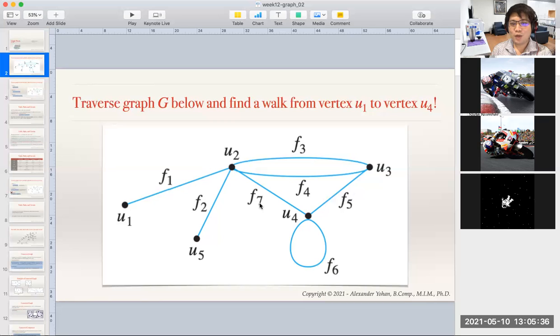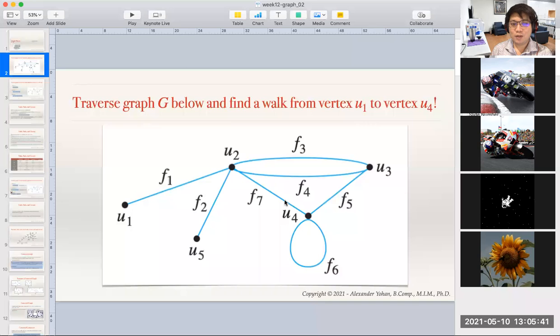U1, F1, U2, F7. Three, right? Yes, three. Earlier, the first one, and then the second one is from U2, you took F3, and then go to F5, and then U4. And then from U2, you took F4, and then F5, and then U4, right?